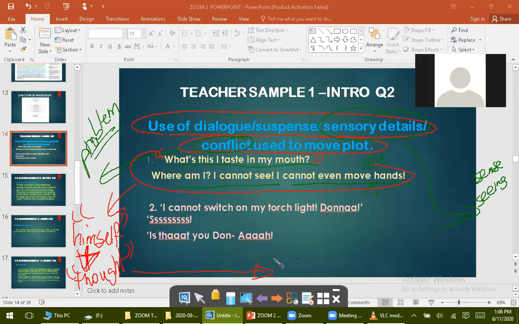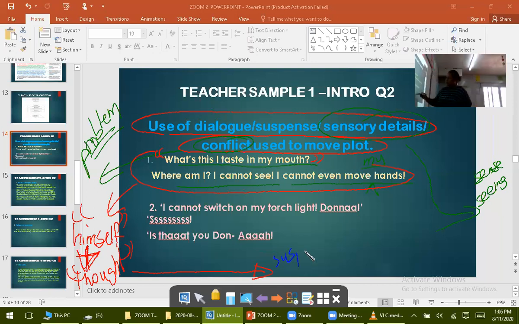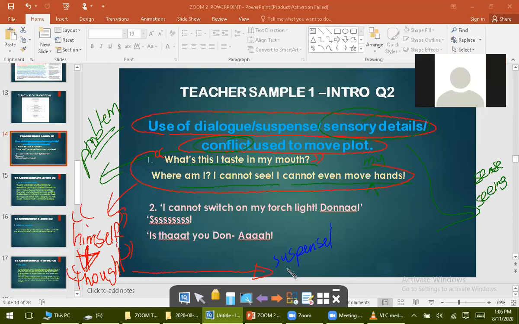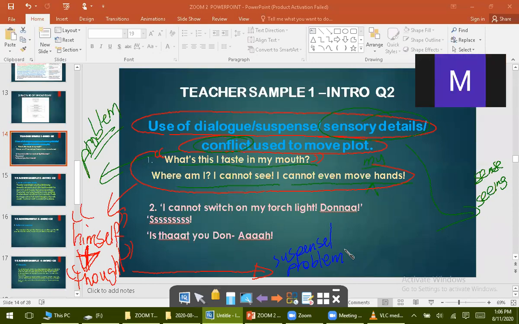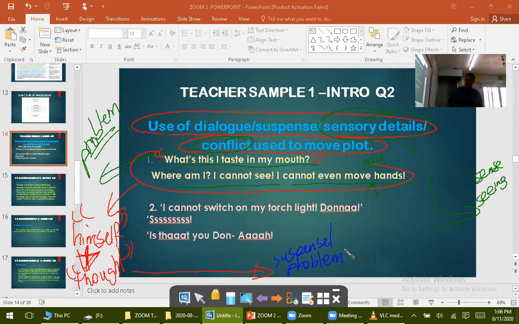Suspense. Yes, suspense. What else? There is suspense and there is, what's the word? C and P? Problem and conflict. There is a problem that this person is showing us. Through that thought, through the form of dialogue, we can see what kind of conflict is taking place in the mind of this character. All right, so that's the first example.